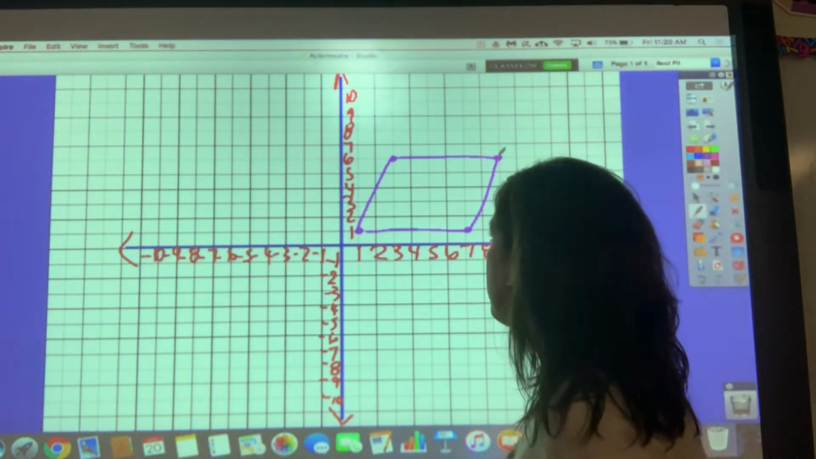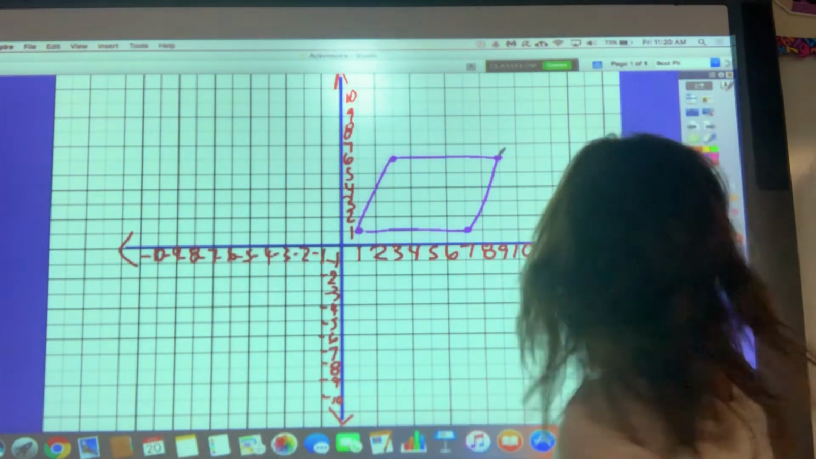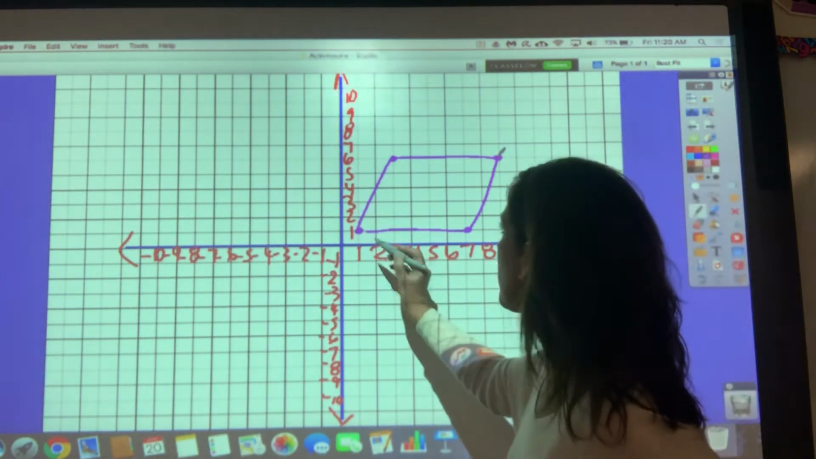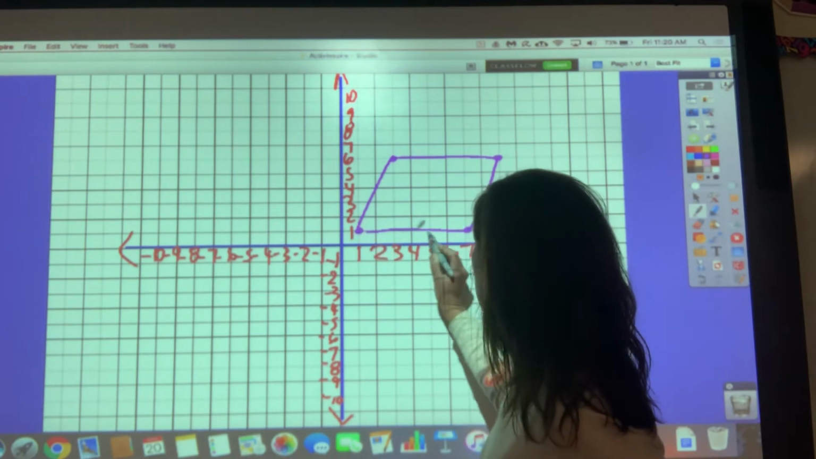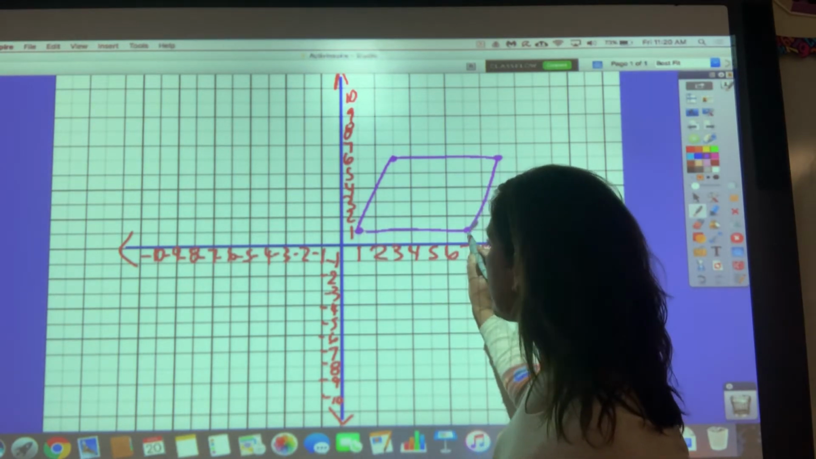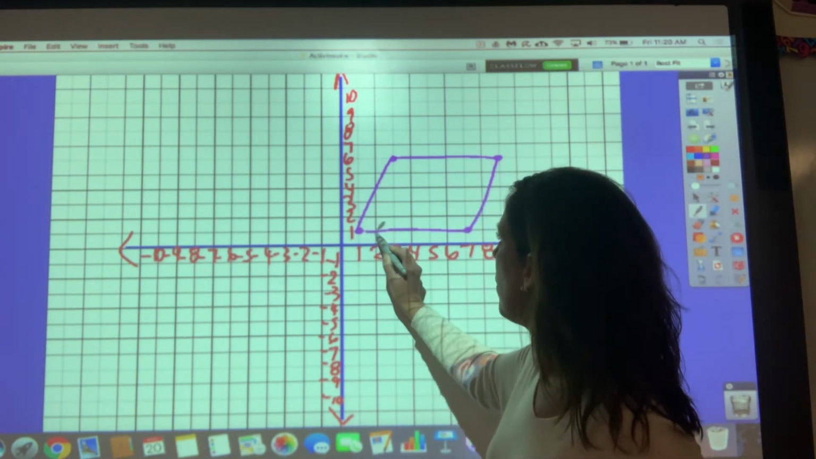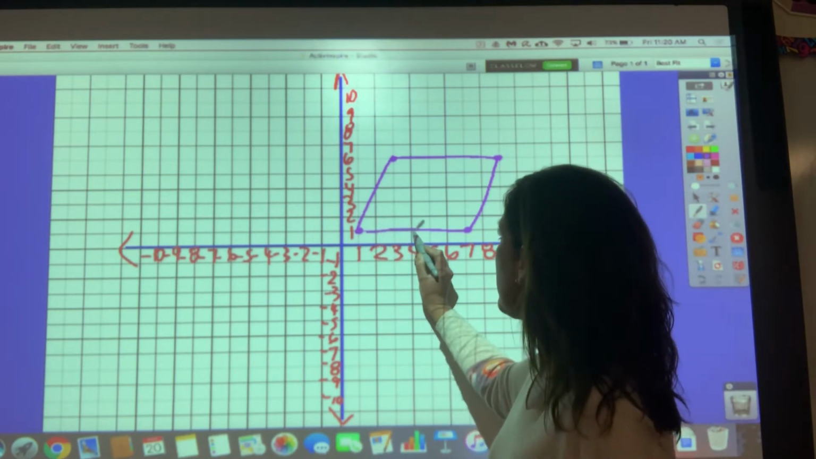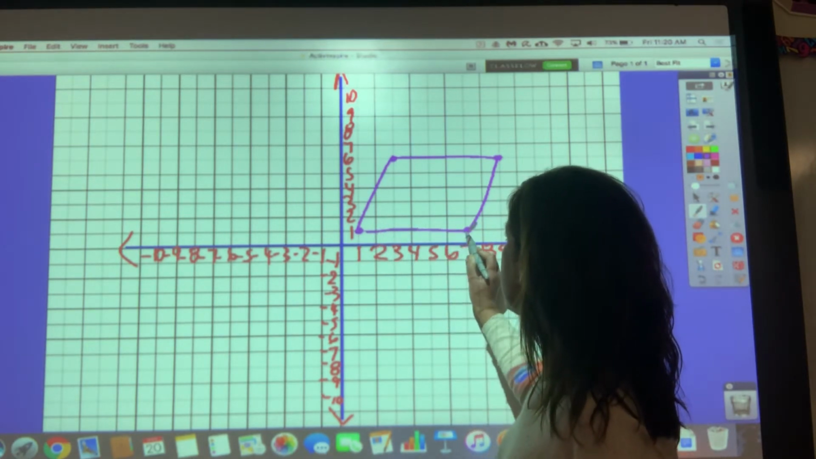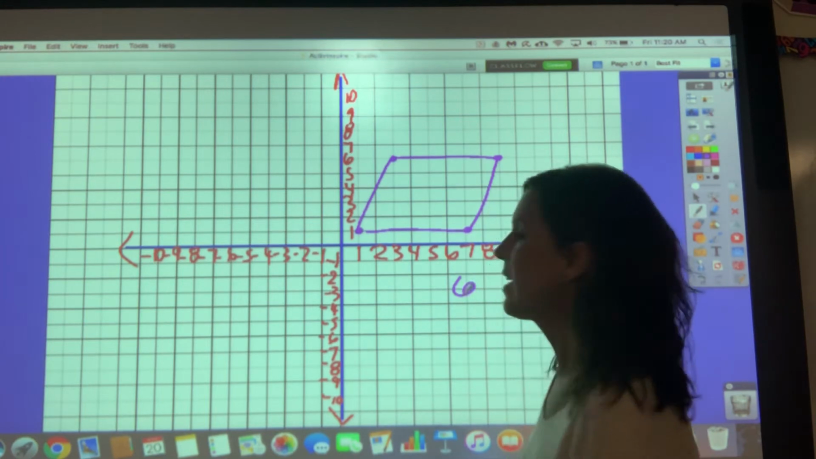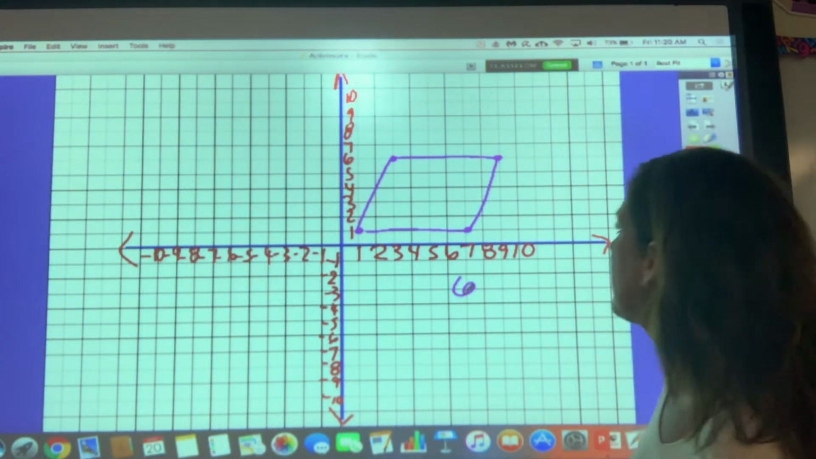And so we need to count our base and our height. Just like when we had triangles, we're gonna start here and count over to here, so how many squares we pass, and that's gonna be our base. So we start here and we go 1, 2, 3, 4, 5, 6. So 6 is gonna be our base.